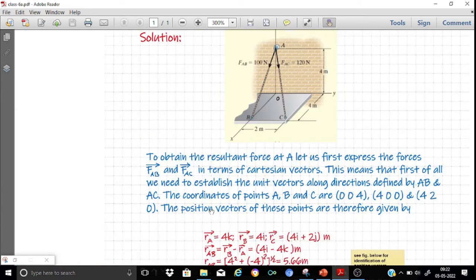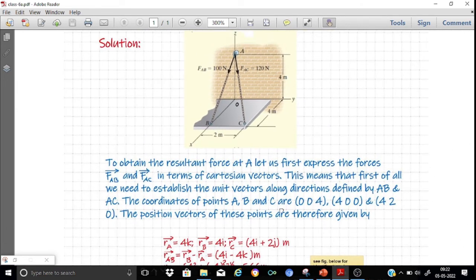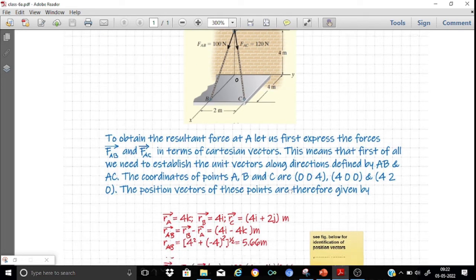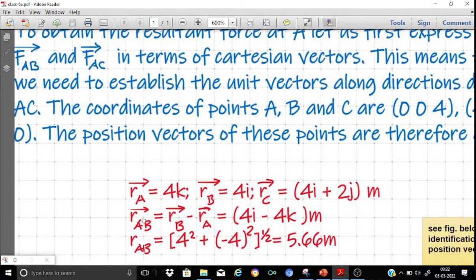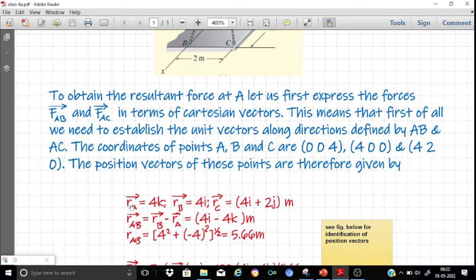So the coordinates of these points A, B, C, as can be clearly seen from the sketch, are 0,0,4, 4,0,0 and 4,2,0. And the corresponding position vectors of these points are given by vector RA. As per the definition, any point with coordinate x,y,z will have a position vector of xi plus yj plus zk. Accordingly, the position vector associated with the point A will be 4k, with the point B will be 4i, and with the point C will be 4i plus 2j.